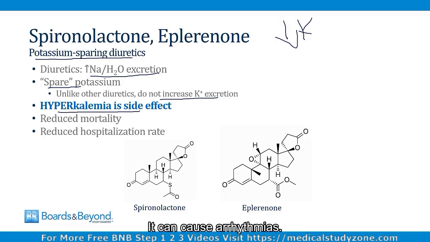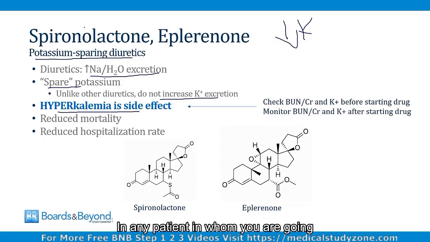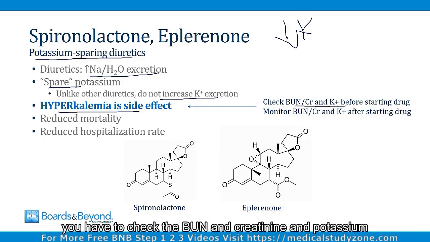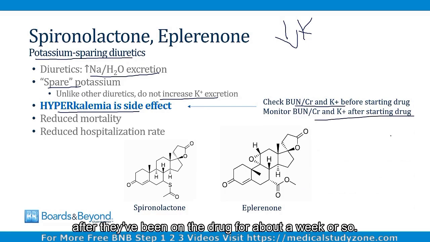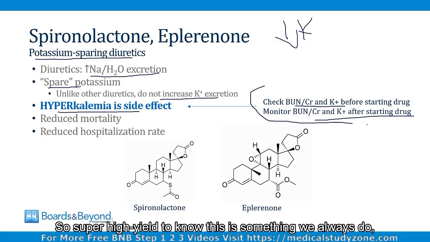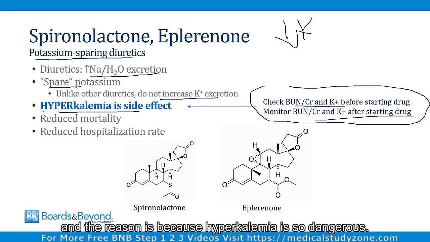It can cause arrhythmias. So there's a take-home point here in terms of your board exams. In any patient in whom you are going to prescribe one of these drugs, you have to check the BUN and creatinine and potassium before starting the drug, and then you have to check it again after they've been on the drug for about a week or so. This is super high yield to know. This is something we always do, and the reason is because hyperkalemia is so dangerous.